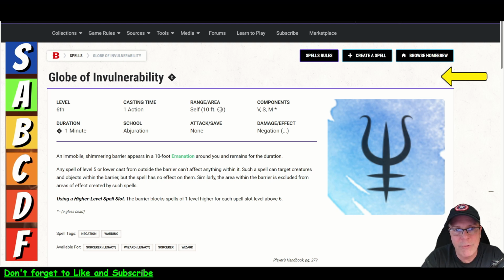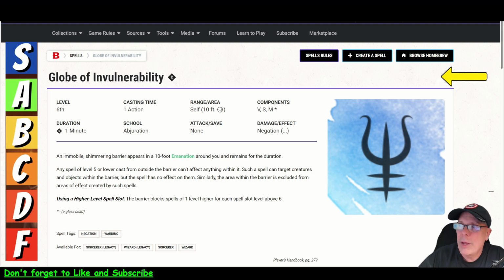Any spells of 5th level or lower cast from outside cannot affect anything within. If such a spell targets a creature, the spell has no effect. Similarly, the area within the barrier is excluded from areas of effect created by such spells. So she could cast spells outside as long as she wanted, and they couldn't touch her with their spells. And they finally used, I think it was a 6th level spell or something, because she cast this at 5th level, and totally took her out at that point. But that was after about 5 different 3rd and 4th level spells got cast.